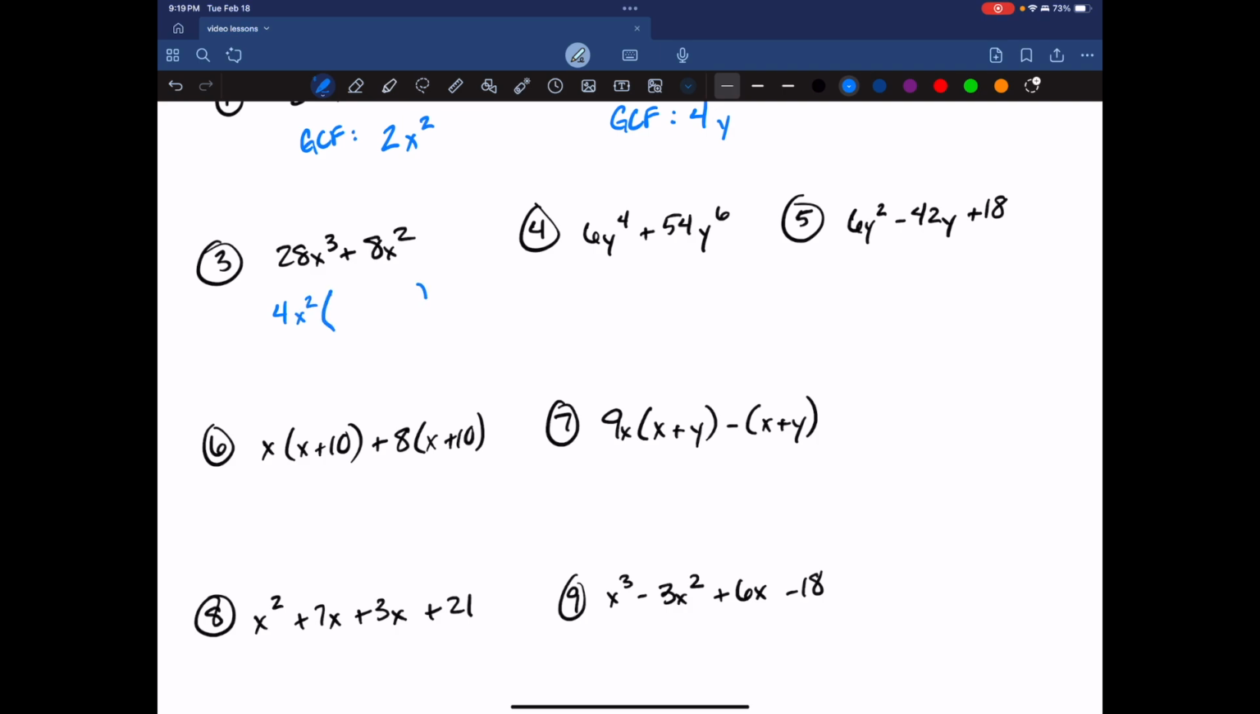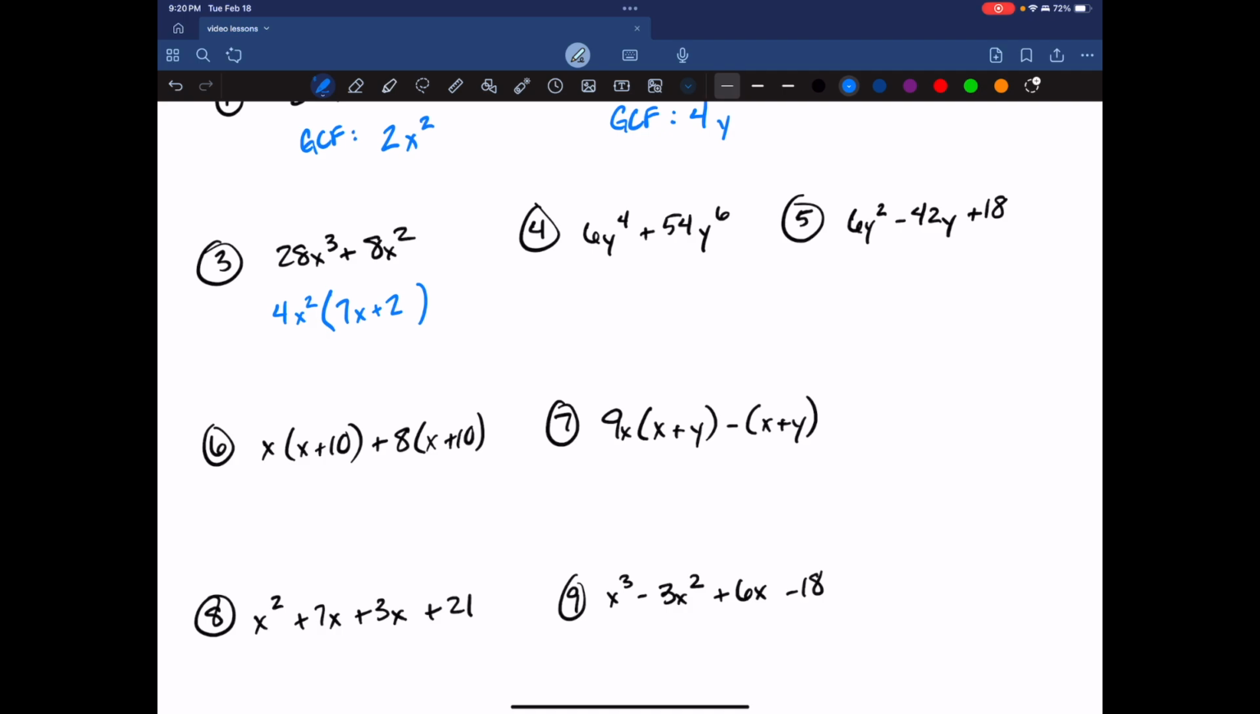And then you want to open parentheses and multiply by what's left. So you ask yourself, 4 times what is 28? 7. And then if I have x squared, how many more x's do I need to get x cubed? Just 1. Okay, plus, and then 4 times what is 8? Well, that's 2. And then I already have the x squared, so that's good. So the whole idea here is you want to write this original expression as a product of factors. So what times what gives you this? And using the greatest common factor, this is how we write it.